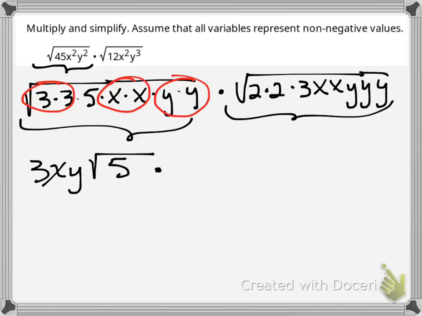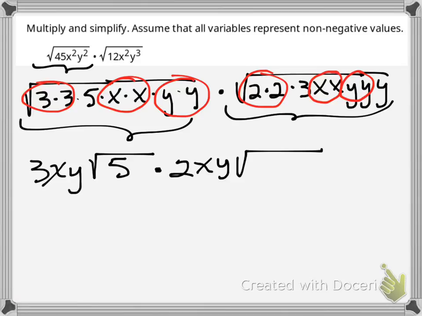For the other radical, we've got 2 2's, 2 x's, 2 y's. So if we take the square root of those, the square root of 4 is 2, the square root of x squared is x, the square root of y squared is y. And in this case, we're going to leave behind a 3 and a y.